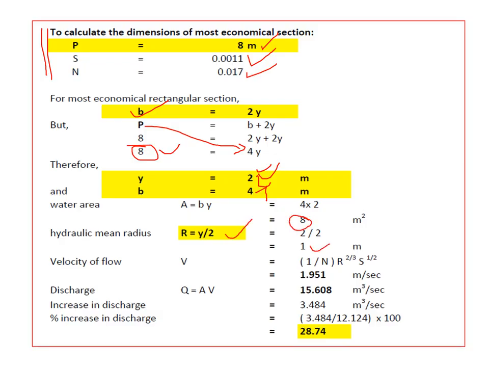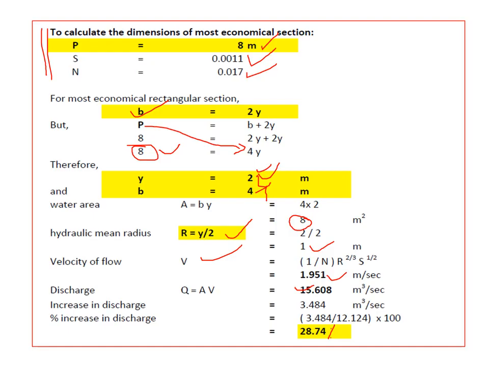You can calculate V as 1 by n R to the power of 2 by 3 S to the power of half, which is 1.951, and hence the discharge is increasing. The discharge increased to 15.608 from 12.124. So the percentage increase in discharge will be 15.608 minus 12.124, which is 3.484, divided by the original discharge 12.12, into 100, which comes to 28.74 percent. So these two problems were taken for the most economical rectangular section.